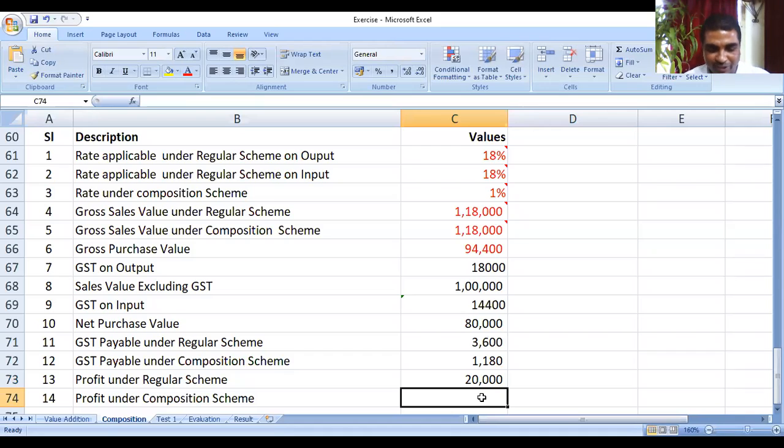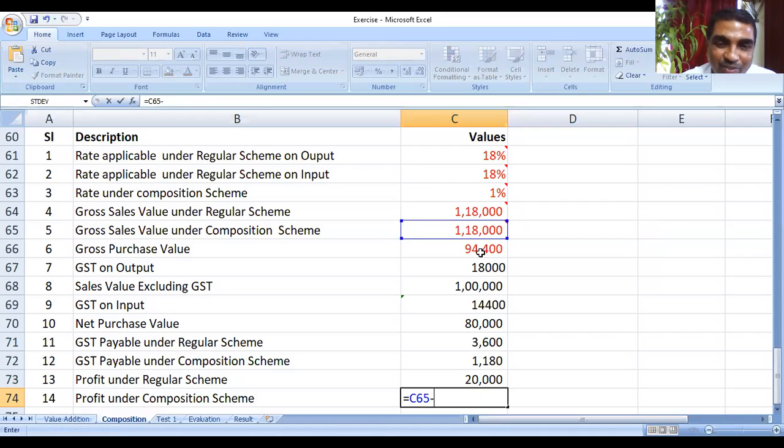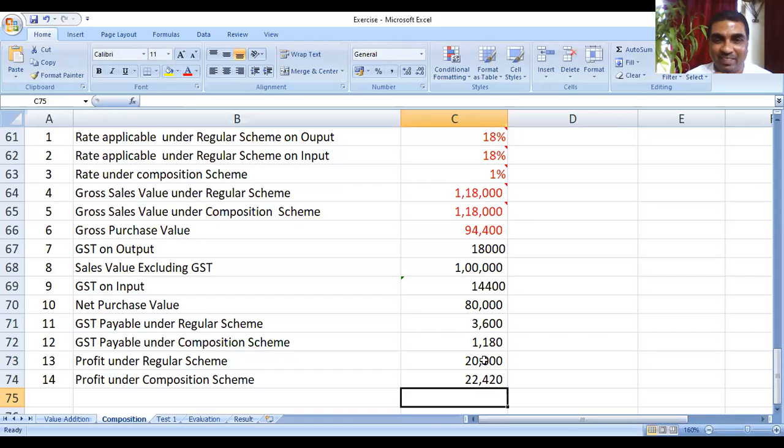Yeah, profit under composition scheme. Now somebody has to help me how to compute it. It is gross sales under composition scheme, gross sale value of composition 118, minus gross purchase value. How much? So 94,500. Then subtracted with the GST payable under composition scheme. How much is that? 1,180. Very good. So 22,000 something. Okay.